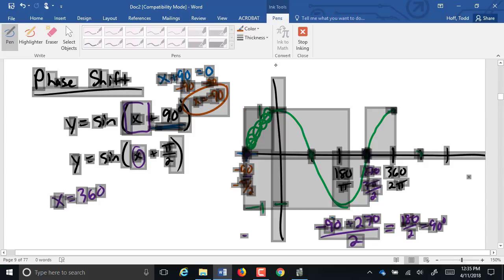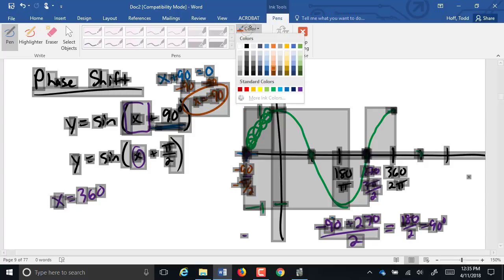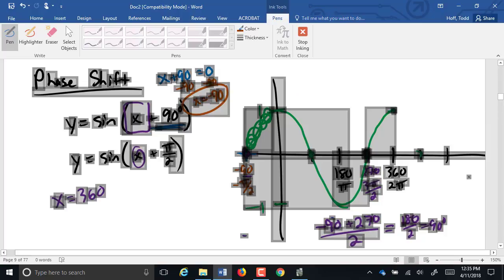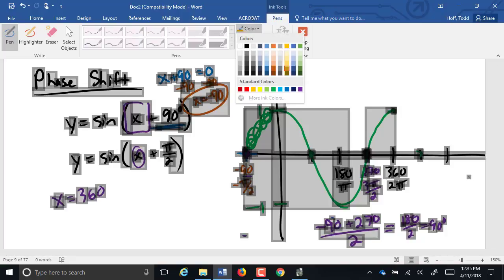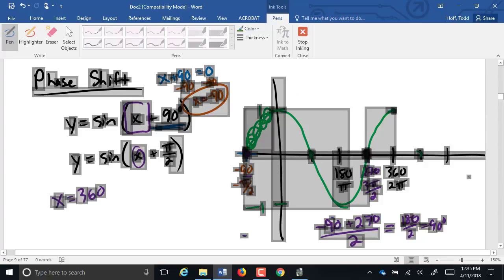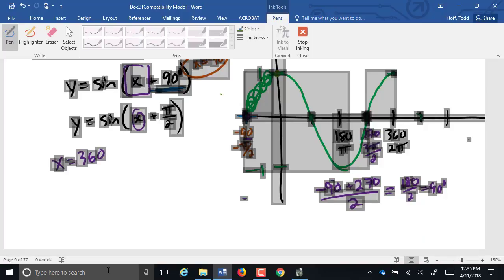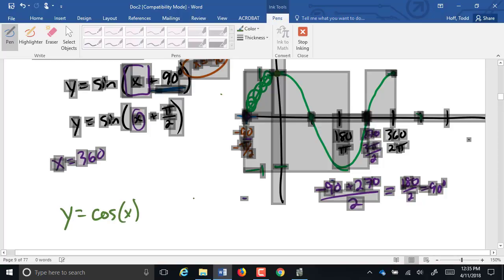Can you think of another equation other than y equals sine of x plus 90? Another equation that would give us that same graph? Come on. Yeah, y equals cosine of x would be that exact same graph. Remember, y equals cosine of x is equivalent to sine of x plus 90 degrees, or sine of x plus pi over 2.